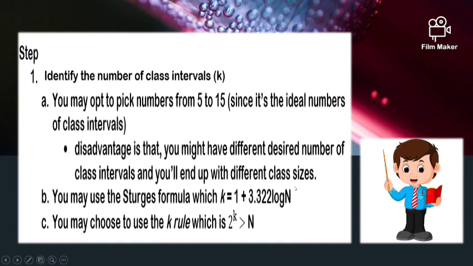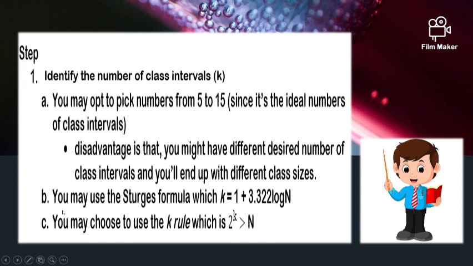I'm talking about a situation in a classroom where students were told to construct a frequency distribution table, and they were given an instruction that they're the ones to choose their desired class intervals. The disadvantage will take place: they might have different numbers of class intervals. But anyway, you can just pick from 5 to 15, or sometimes it goes beyond 15, like a maximum of 20, the highest number of class intervals that you want.